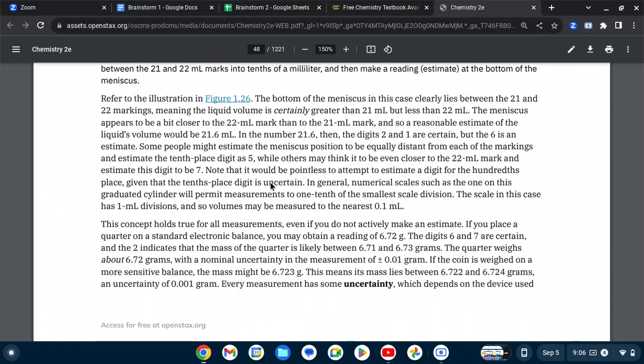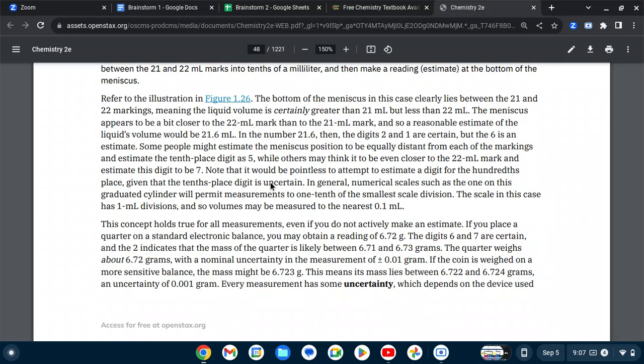The bottom of the meniscus in this case clearly lies between the 21 and 22 markings, meaning the liquid volume is certainly greater than 21 milliliters, but less than 22 milliliters. The meniscus appears to be a bit closer to the 22 milliliter mark than to the 21 milliliter mark, and so a reasonable estimate of the liquid's volume would be 21.6 milliliters. In the number 21.6, then, the digits 2 and 1 are certain, but the 6 is an estimate.